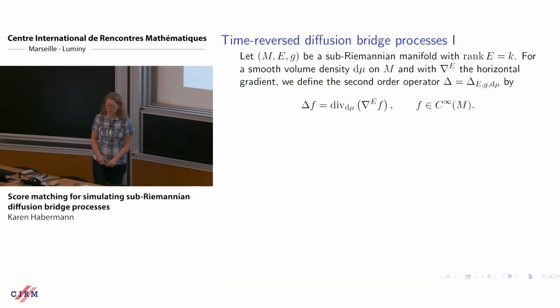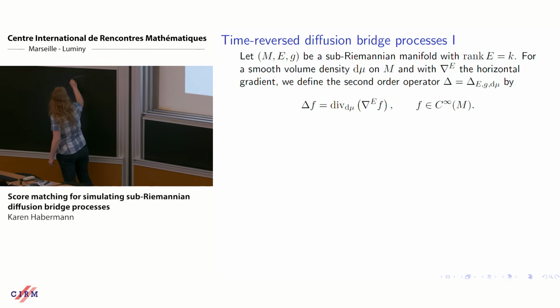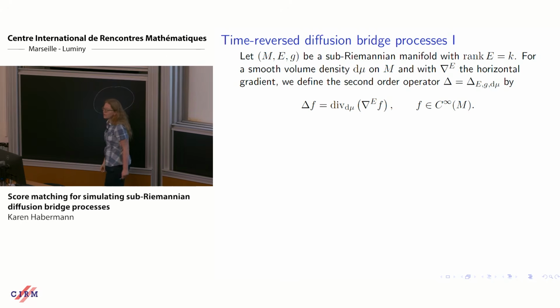The setting we start off with is a sub-Riemannian manifold. So we have our underlying manifold, and for this work we assume that the distribution in our sub-Riemannian manifold has constant rank. Throughout, we assume that the rank of the distribution is constant, equal to some k, so that we have a true distribution in our tangent space.